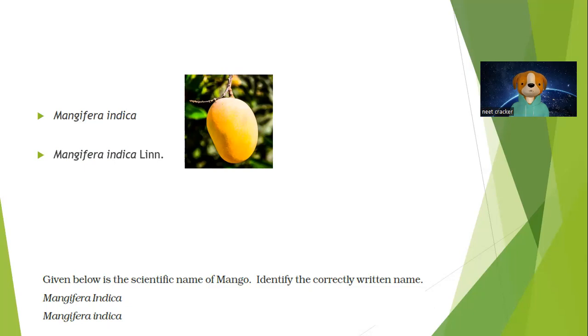For example, this is a question from the NCERT textbook. Identify the correctly written name. In the first one, we can see that Mangifera is always capital. I mean, the generic name starts with a capital letter. The specific name will start with a small letter. So the first option is wrong. The second one is correct.